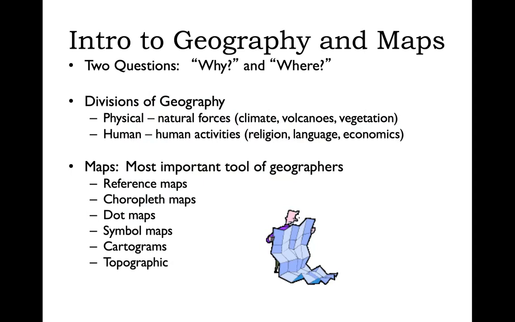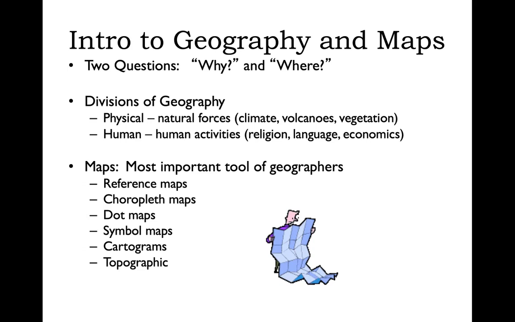Two questions geographers often ask are why and where. Geographers ask these questions when they are studying both physical and human geography. If you remember, physical geography is when we look at natural forces, right? We're talking about climate, volcanoes, vegetation. Whereas human geography is where we study human activities, such as religion, language, and economics.